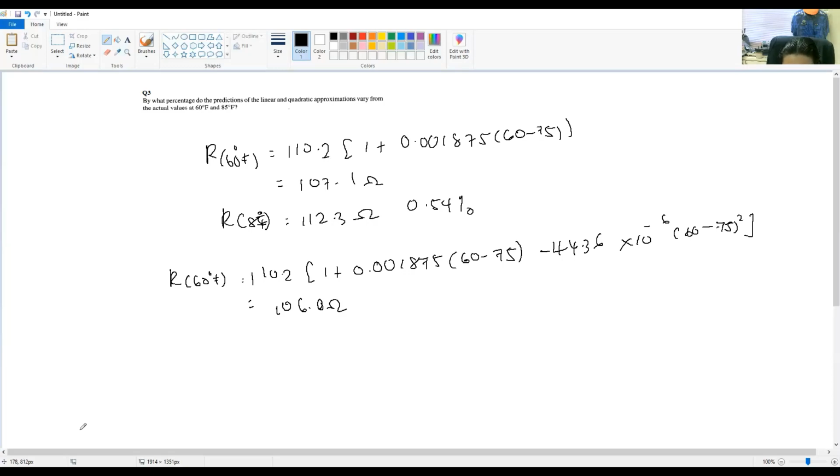So this is a zero error, because the endpoints were among those used to determine the constants. For 85 Fahrenheit, we find R equals 111.8, and the error will be plus 0.09%. So you can see clearly the quadratic approximation provides a much better approximation of the resistance versus temperature. Right, so that is the solution for question number 3.